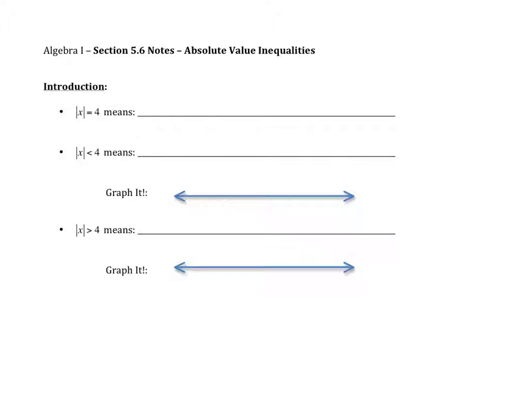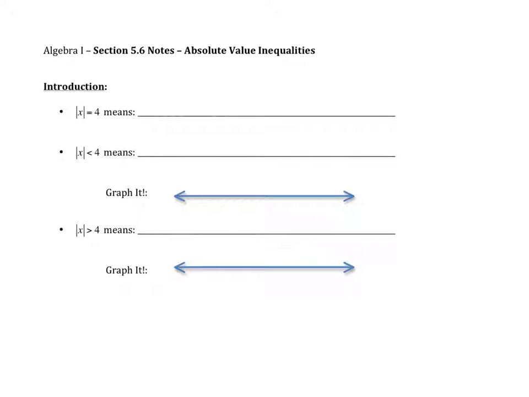Section 5.6 combines the last two sections together. In Section 5.4, we solved compound inequalities. In Section 5.5, we solved absolute value equations. Now in Section 5.6, we're going to solve absolute value inequalities. Let's do an introduction first.